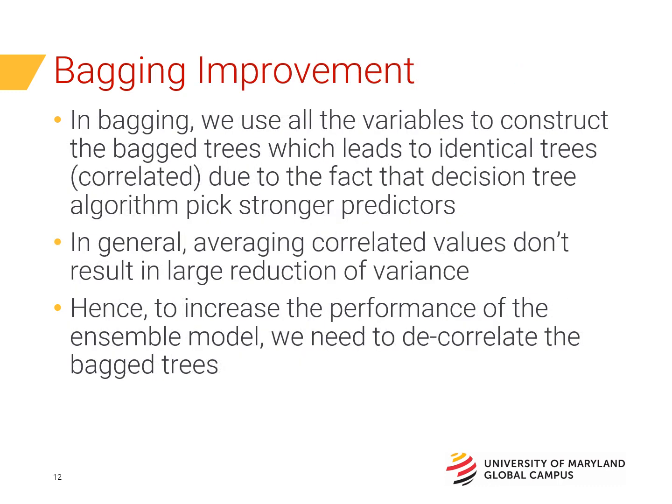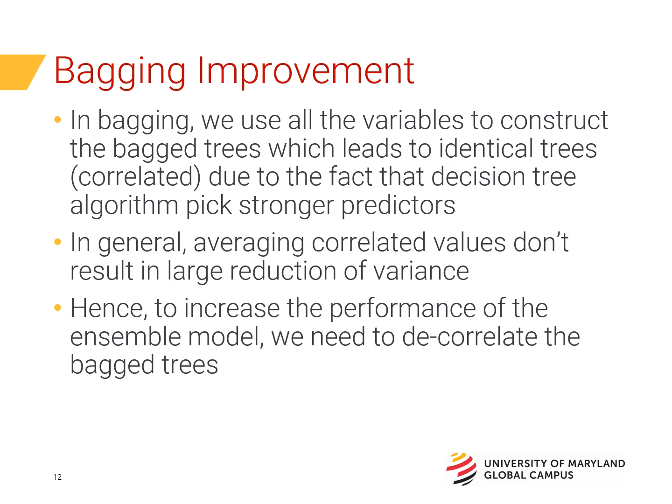While bagging has proven to be an effective technique for reducing variance and improving the accuracy of decision tree models, there is still room for further enhancement. One of the challenges in bagging is that the decision tree algorithm tends to favor stronger predictors, which can lead to the construction of identical or highly correlated trees. This correlation among the trees can limit the effectiveness of bagging in reducing variance.